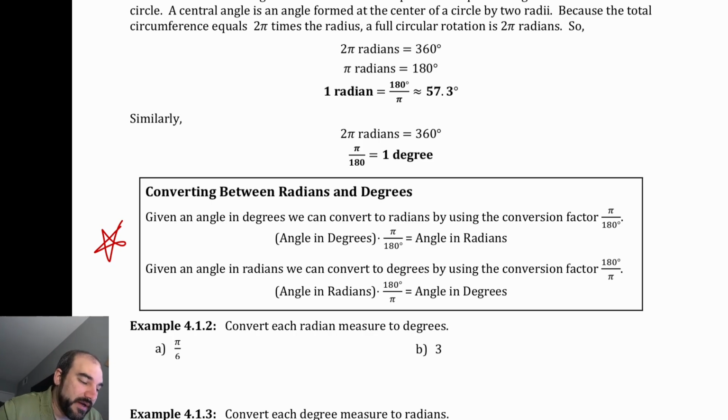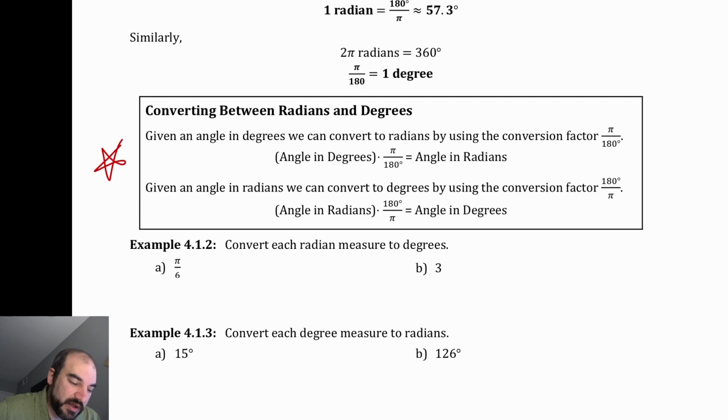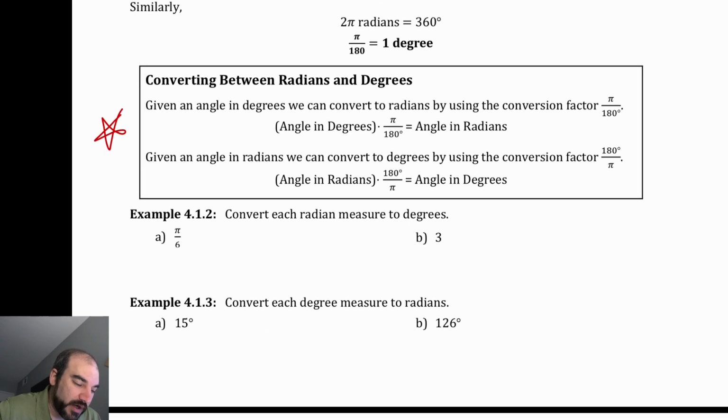If you have an angle in degrees, we take that angle in degrees, multiply it by pi over 180, and we get the same angle in radian measure. If we have an angle in radians, we multiply by the reciprocal, 180 degrees over pi, and we get the angle measure in degrees.